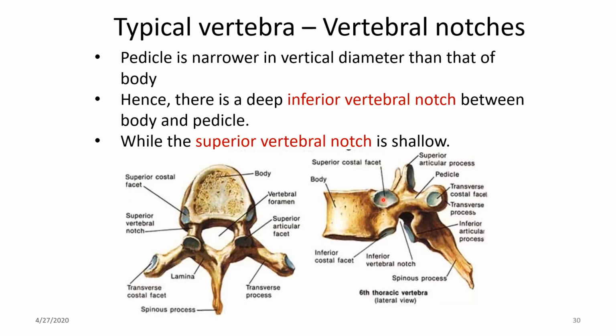Then vertebral notch. So pedicle is narrow in vertical diameter than that of the body. So there is a deep inferior vertebral notch between the body and pedicle. So superior vertebral notch is shallow.